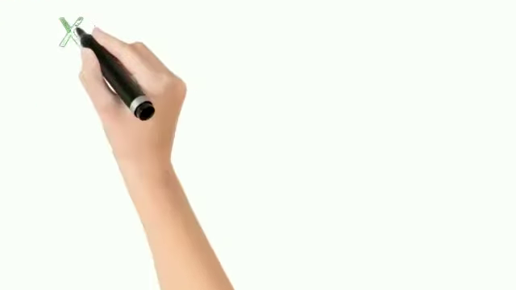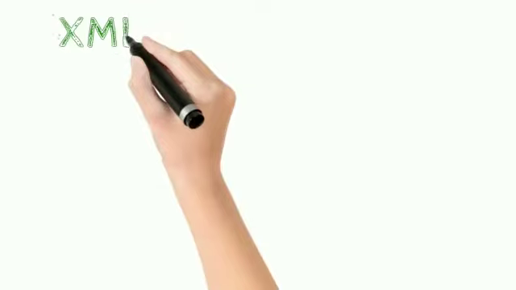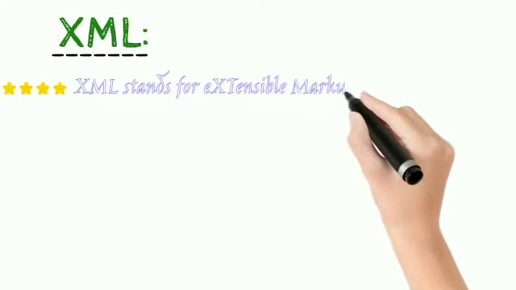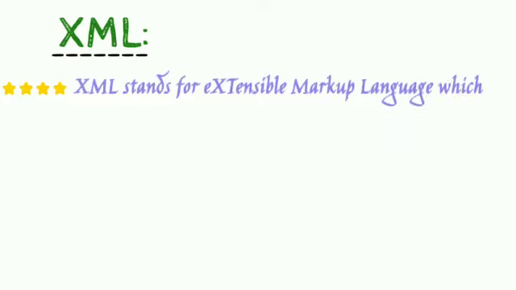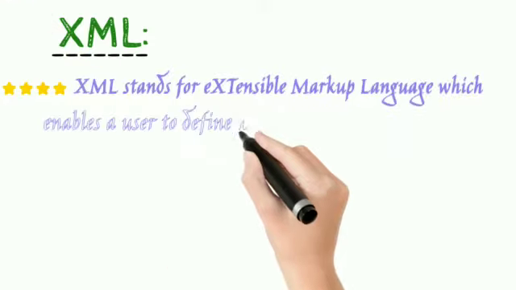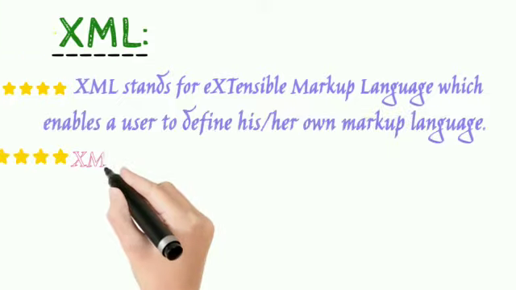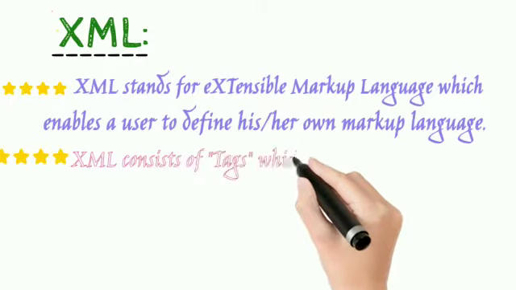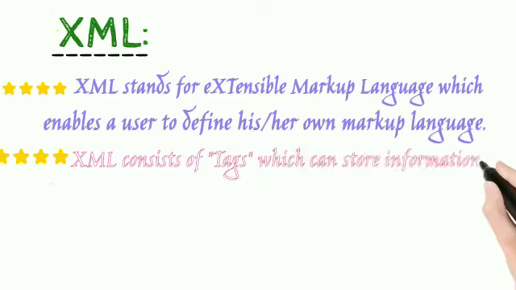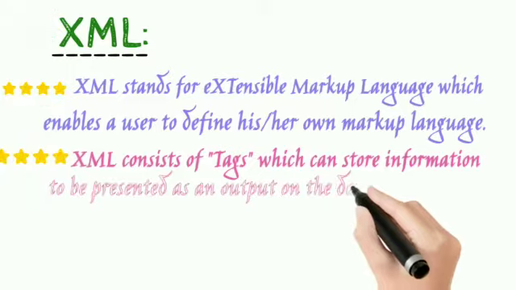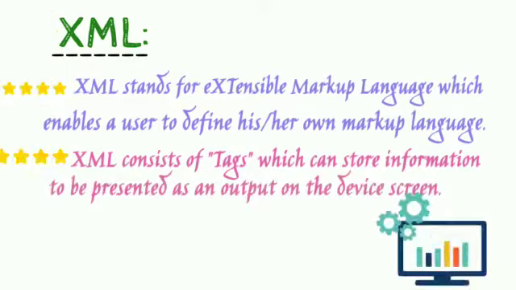So first, what is XML? XML stands for Extensible Markup Language, which enables a user to define his or her own markup language. XML consists of tags which can store information to be presented as an output on the device screen.